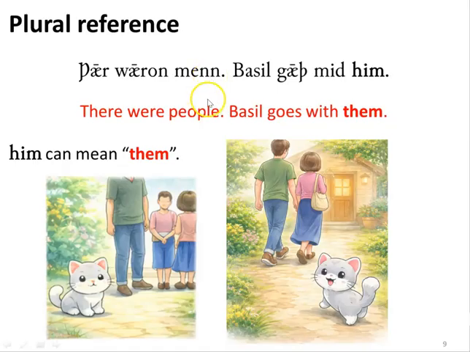Menna is people, so plural. Manna is person. Menna is plural. Okay, there were people. Basil goes with them. Him can mean them in the plural. All right, because we're talking about the plural here, and so Basil has to go with them. It has to be them plural.